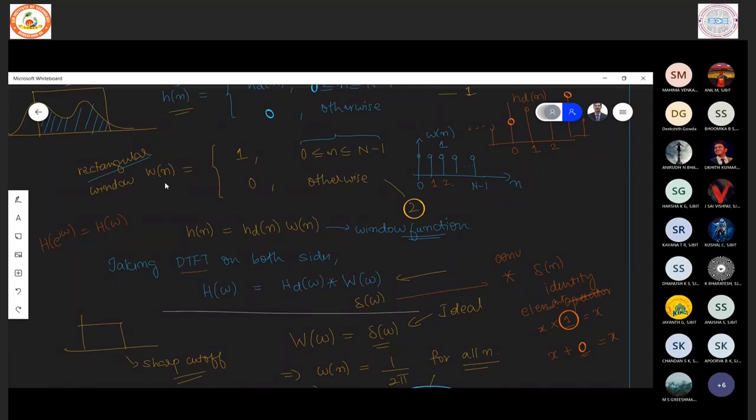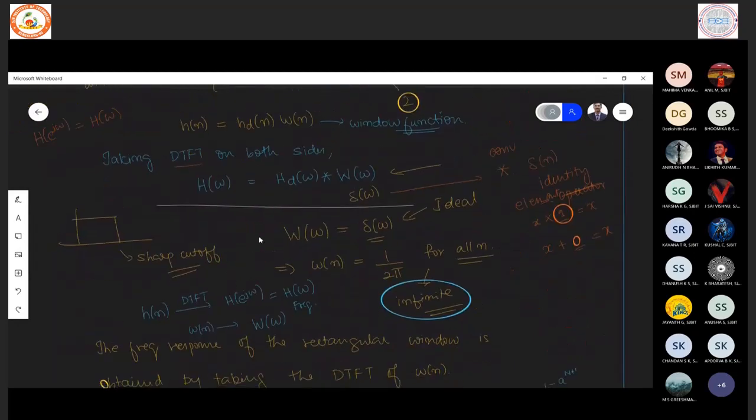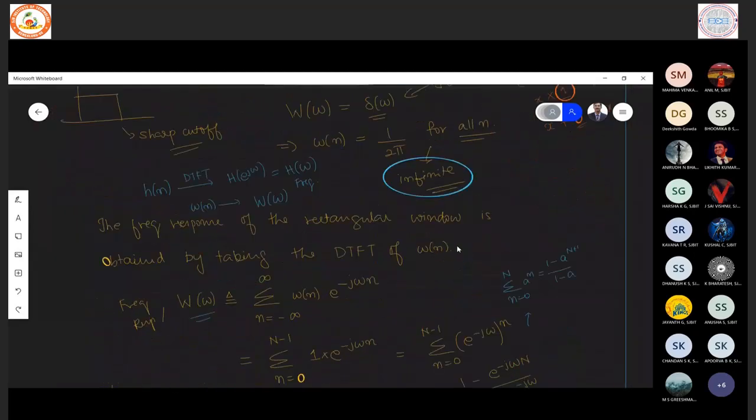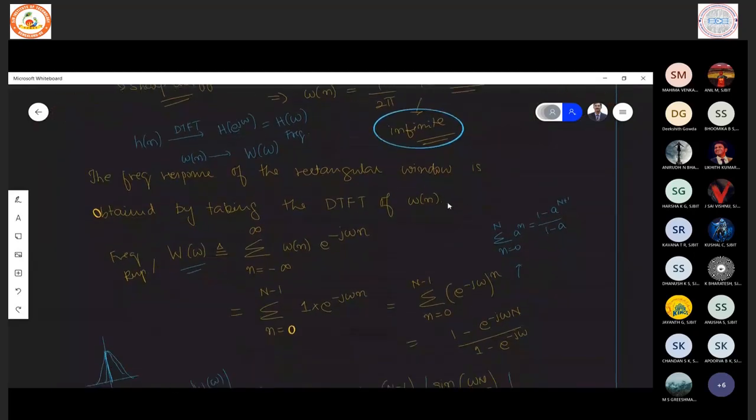The window function w of n for a rectangular window is 1 for n which lies between 0 to N minus 1, and it is 0 otherwise. This is a rectangular window for you. This is the very first window type, and it's the simplest window type. Now let us check what happens. The frequency response of the rectangular window is obtained by taking the DTFT of w of n.